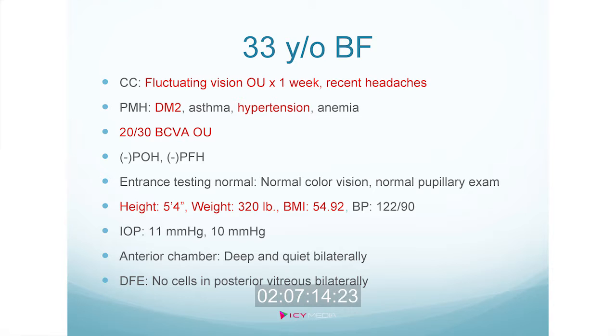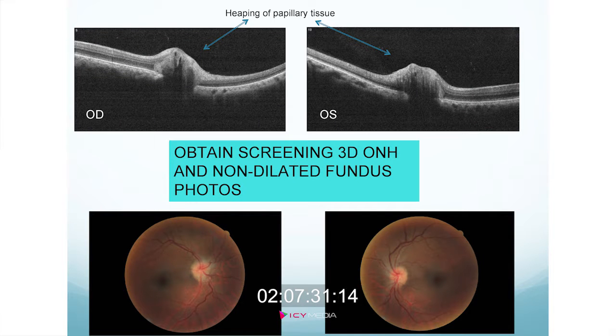This patient's also obese, 320 pounds, her BMI is 54.92. Okay, she's of childbearing age, she's young, her vision is 20/30 in both eyes. Okay, but everything else was unremarkable on the exam. So we get our screening OCTs and photos here. You can see the pictures on top are the B scans. We're missing that normal contour of the nerve due to heaping of the tissue. And when you look at the photos on the bottom, you can similarly see that it's bilateral disc edema.